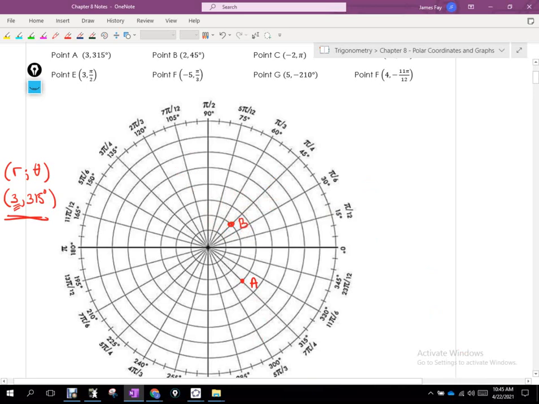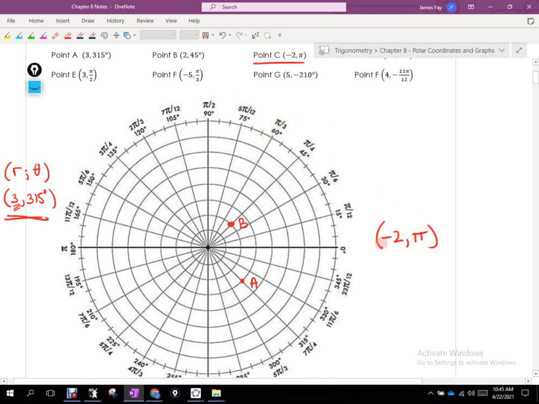Now, just like anything else, if they asked me to go 2.5, 45, I'd have to guess where 2.5 was, right? Because I've only got circles at 2 and 3. One thing that's a little bit different is the idea of negative 2 pi. So if I want to go negative 2 pi, this is point C up here. Negative 2 pi, okay? And this is the reason I always like to go with the angle first.